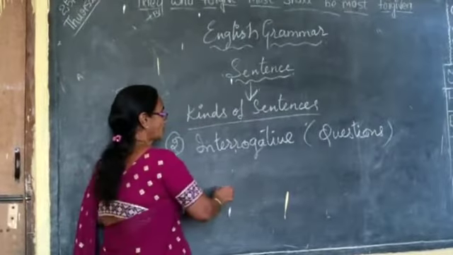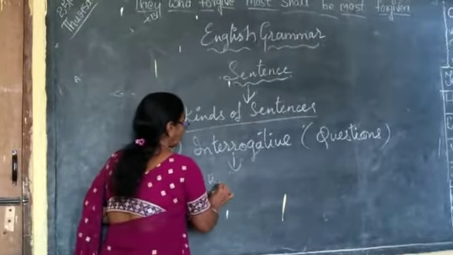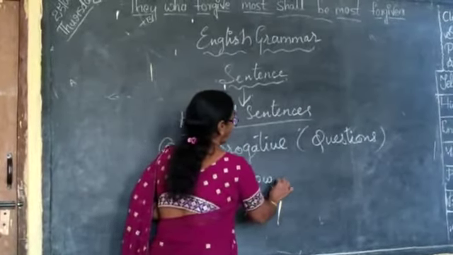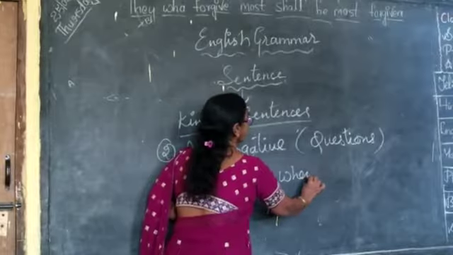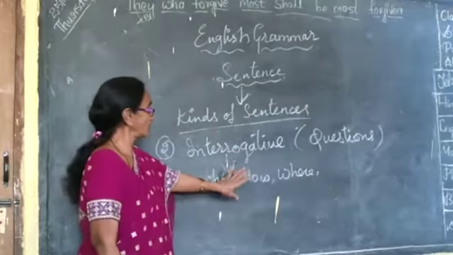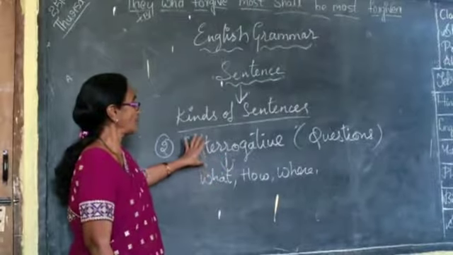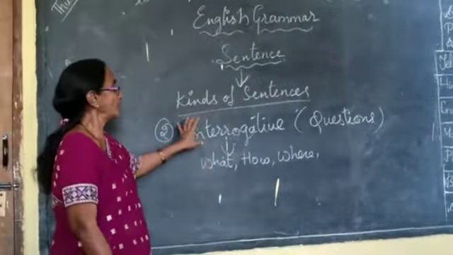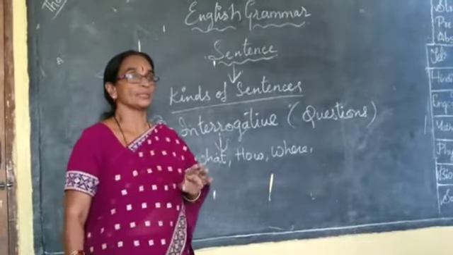Now, for example, what, how, where. Okay, these are words which help us to get the answers. They are questioning. So in interrogative there are two types.